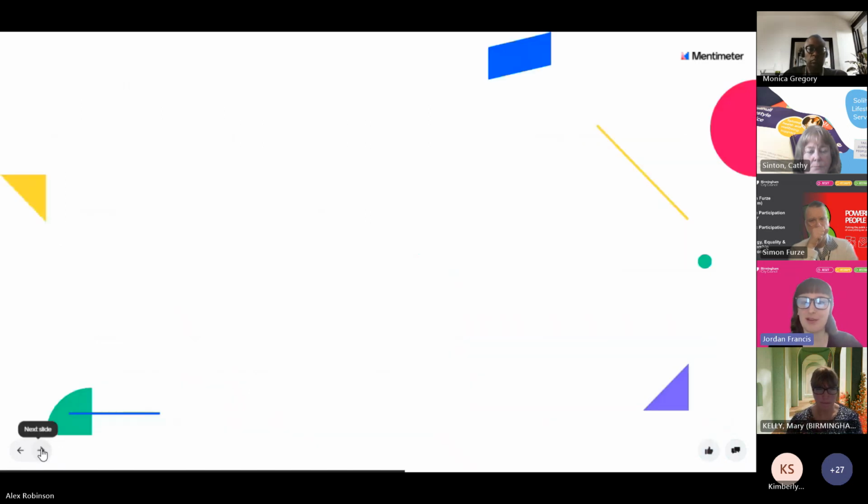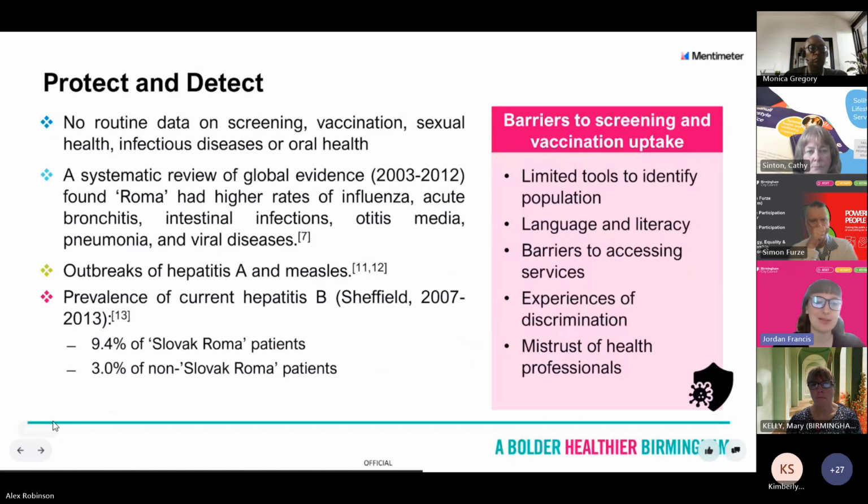So moving on to protect and detect, again, you see a similar picture that there's not really much routine data on screening, on vaccination, on sexual health, or infectious diseases. But there are some systematic reviews that link Roma populations to things like influenza, bronchitis, and infection, which can quite often be linked to experiences of your living environment. There are some barriers that have been identified to attending these screening and vaccination programs that are going to be very similar to what we've seen across all of these other areas.